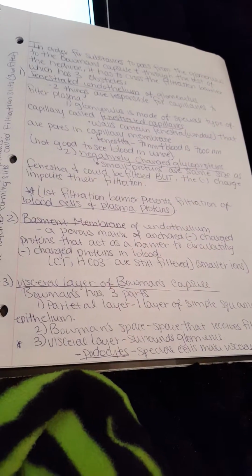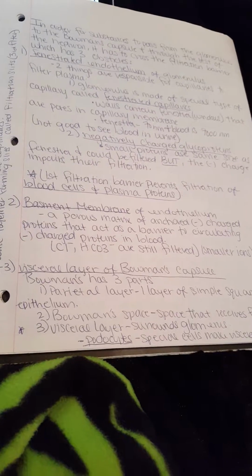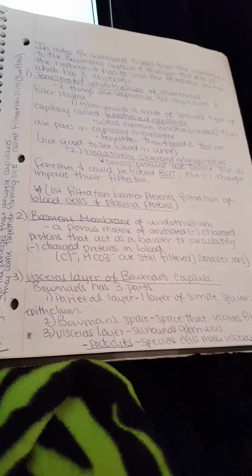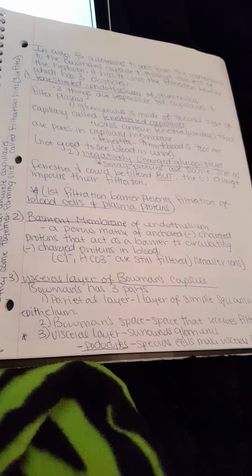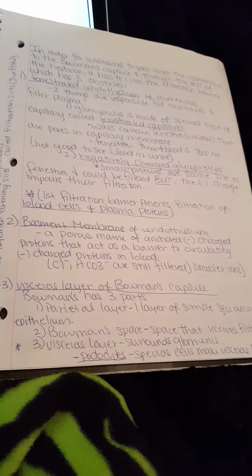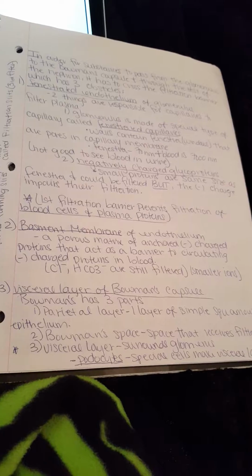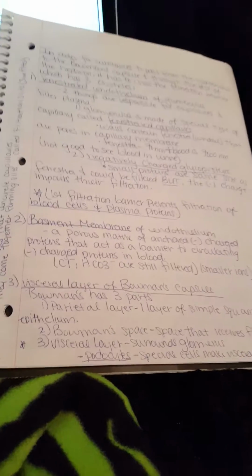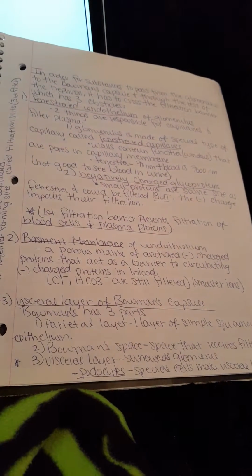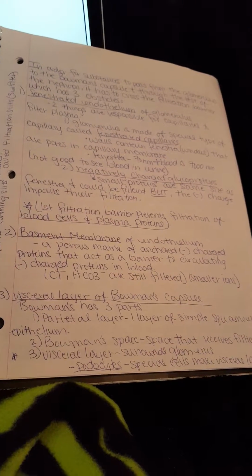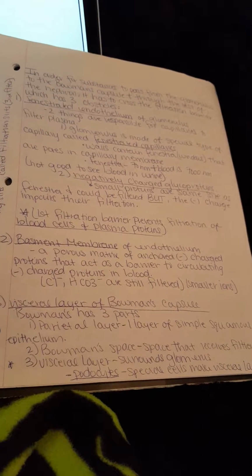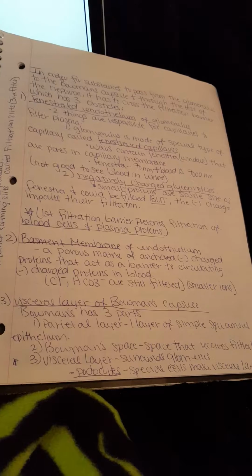There are three parts to the Bowman's capsule. The first one is the parietal layer, and this is just one layer of simple squamous epithelium. The second one is the Bowman's space, and this space is what receives the filtrate. And the third part is the visceral layer, and this surrounds the glomerulus.